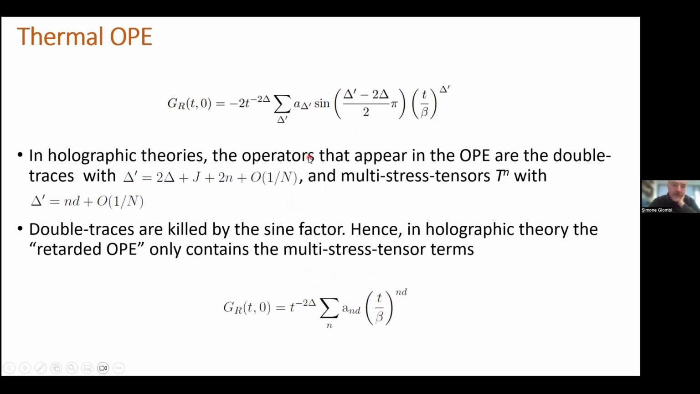It implies that in holographic theories, this retarded OPE expansion only receives contributions from the multi-stress tensor exchanges. Basically, the operators that appear in holographic theories in the OPE are two kinds. They're the double traces, which are like products of O and O with dimensions 2Δ plus J plus 2n. And these operators will be killed by the sign factor. And then there are the multi-stress tensor exchanges which have dimension nd plus corrections. Okay, so in holographic theories, this retarded correlator simply has a structure of a sum over multi-stress tensor exchanges.